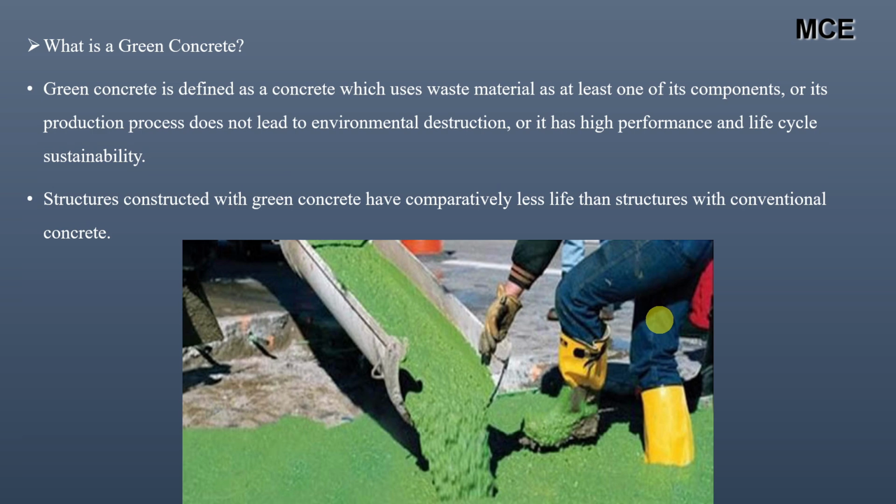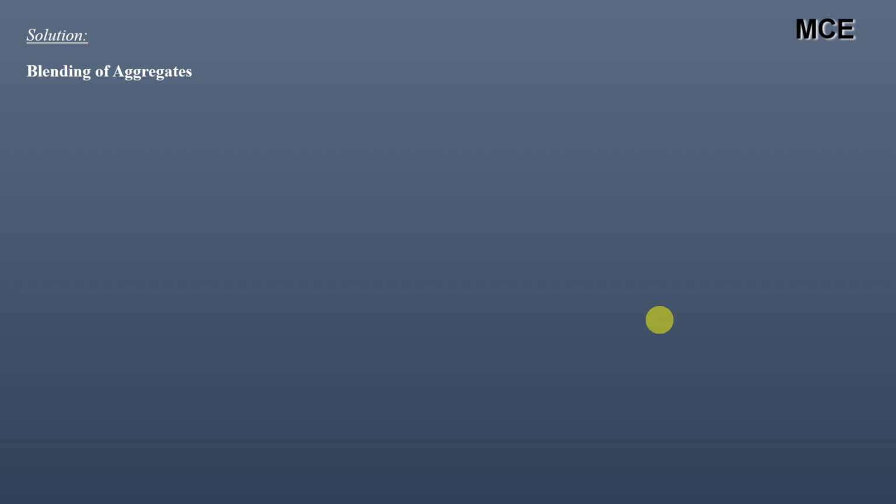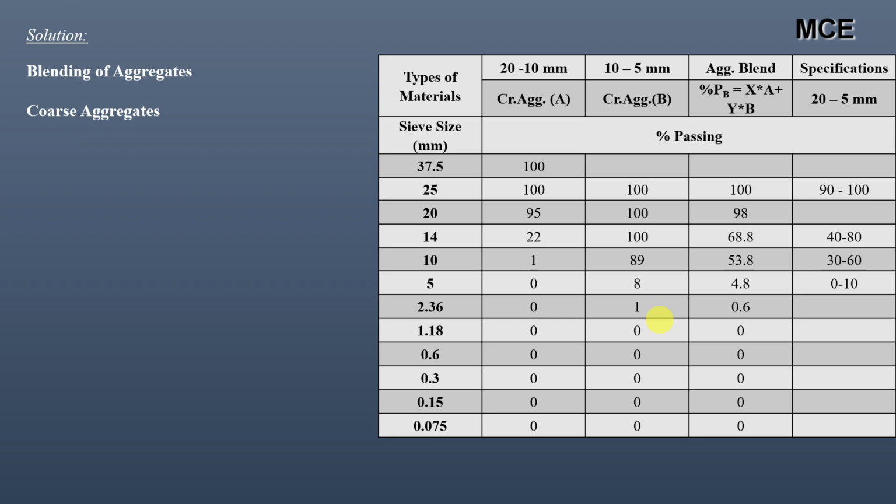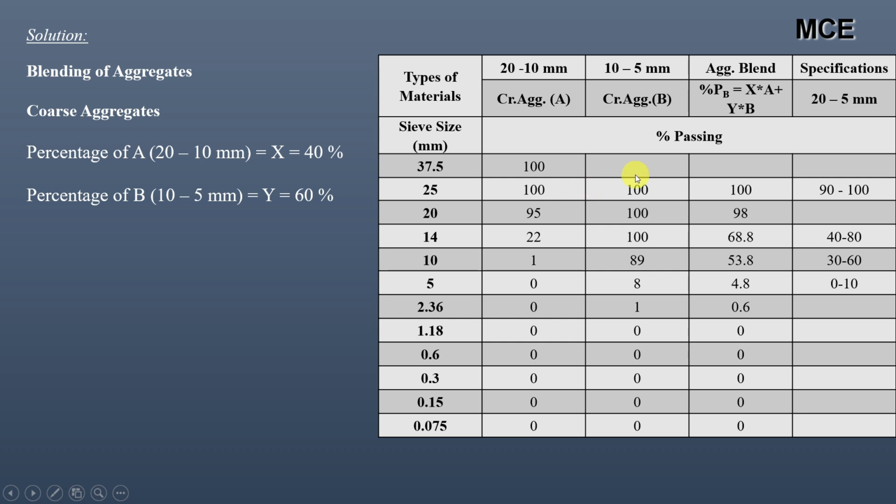they are more economical. The first thing you will do is blend the aggregates to get the required gradation. First we will take the coarse aggregate. I have 2 types of coarse aggregate, 20 to 10 mm and 10 to 5 mm, and I have to blend them to get these specifications. So I will take 40% of coarse aggregate A and 60% of coarse aggregate B and mix them to get this gradation.